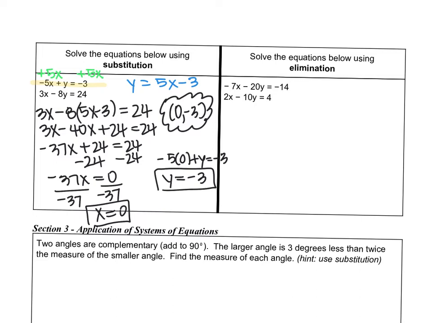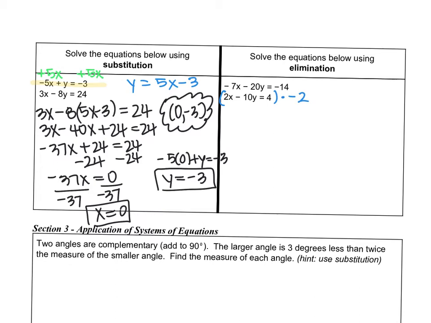Our next example for elimination is negative 7x minus 20y equals negative 14, and 2x minus 10y equals 4. So I'm looking, my x's already have opposite signs, which is something I always tend to look for. But in order to eliminate x, I would have to multiply both equations, which I try to avoid if possible. Where if I look at y, even though the variables have the same sign, I could make a 10y a 20y by only multiplying one equation. So I'm going to actually eliminate y by multiplying the second equation by negative 2.